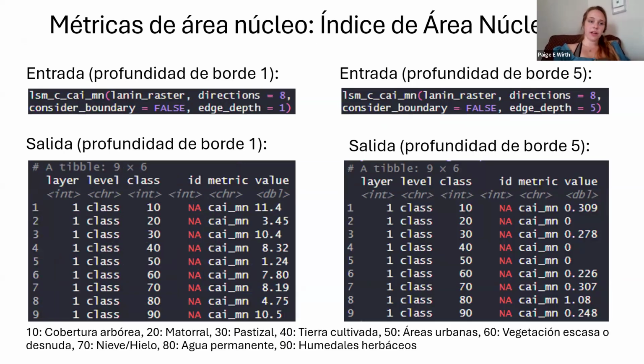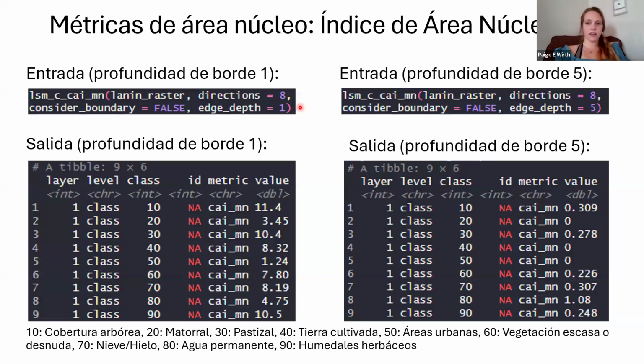For an example of a core area metric, we're going to look at core area index. Many species of conservation concern have minimum requirements for core area, which makes this an important metric when evaluating habitat for such species. This metric can be calculated on either a class or a landscape level, and there are a few extra settings that you can use to tailor this metric to what suits your data and analysis the best. We will use the class version of this metric and compare outputs when the edge depth is changed.